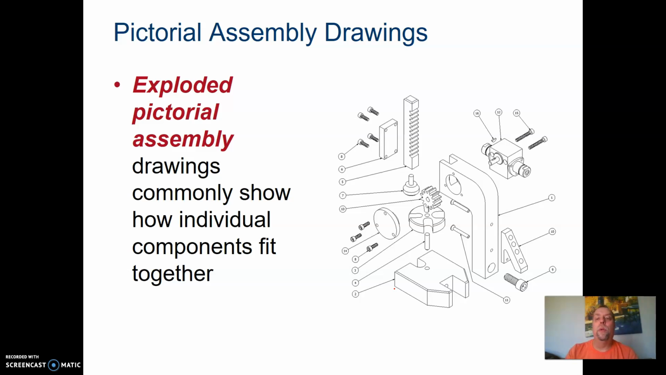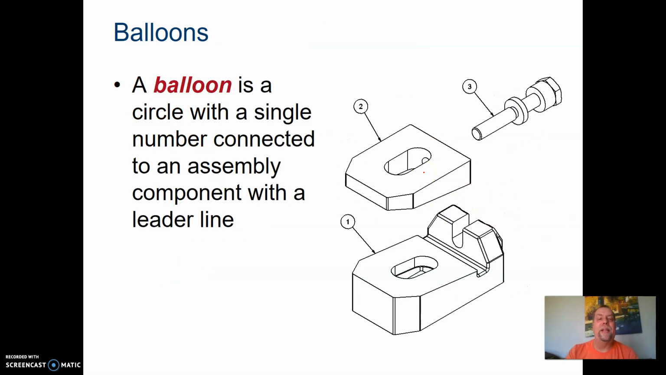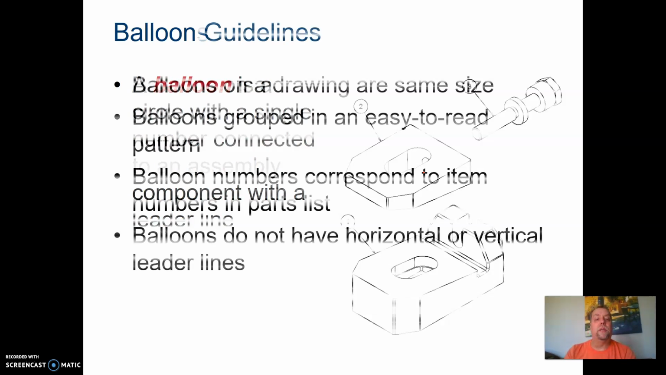You can see the little balloons on them up here. Where's my mouse? There it is. You can see the balloon pointing to that part. That's part number 15 right there. And it's everything exploded apart, showing how it would actually go back together. We talked about the balloons already. There's circles with a single number connected to it to show what part it is inside your parts list.